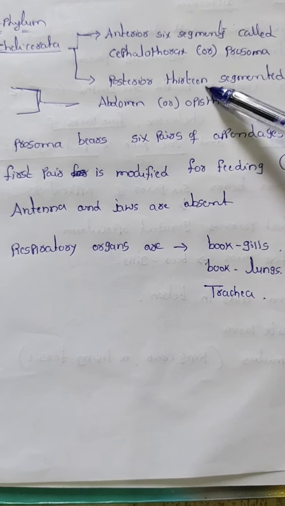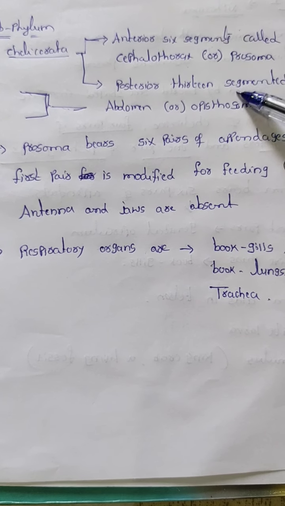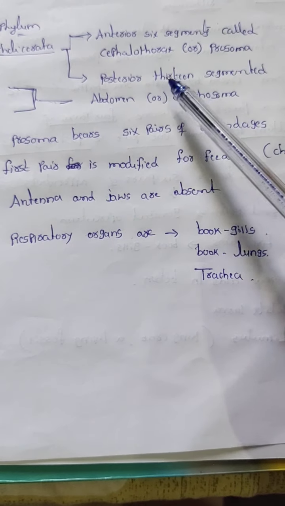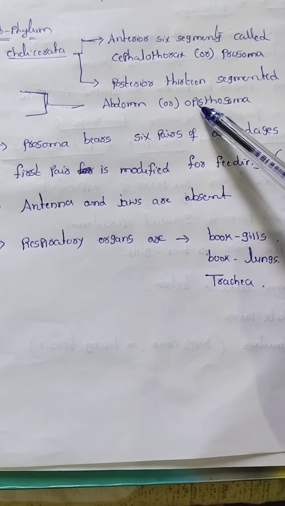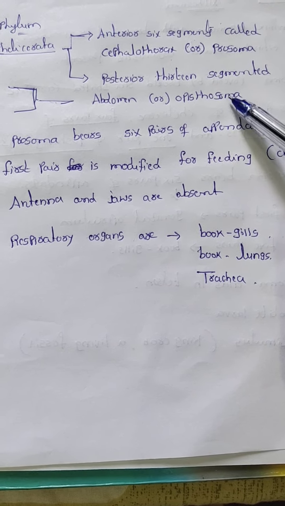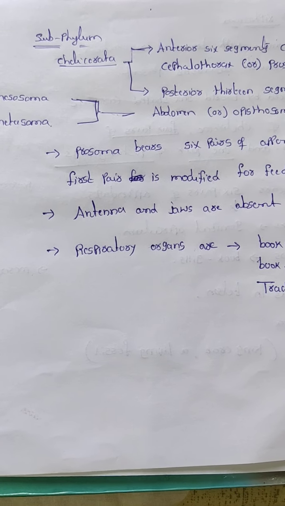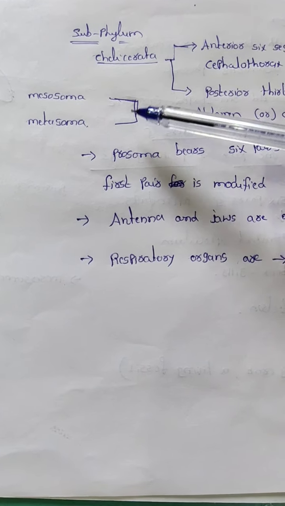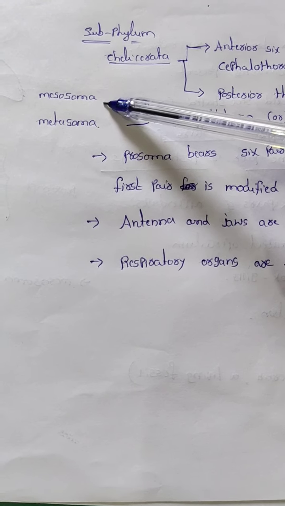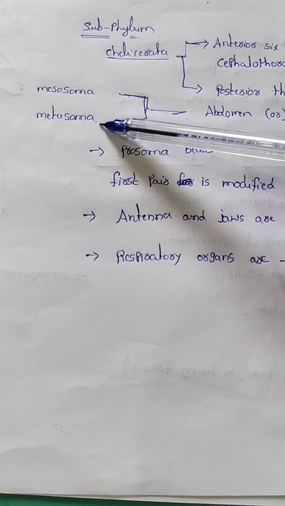And posterior, how many segments are there? 13 segments. 6 segments plus 13 segments, totally how many segments? 19 segments are present. That's why this posterior one is called the abdomen, or also called the opistosoma. Opisto indicates posterior, soma indicates body, posterior body. Now this opistosoma is again divided into two parts. It means the 13 segments are also divided into two parts. One is the mesosoma, the middle part. Another one is the metasoma, the last posterior part.